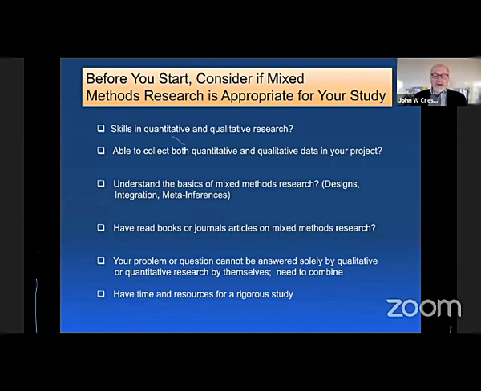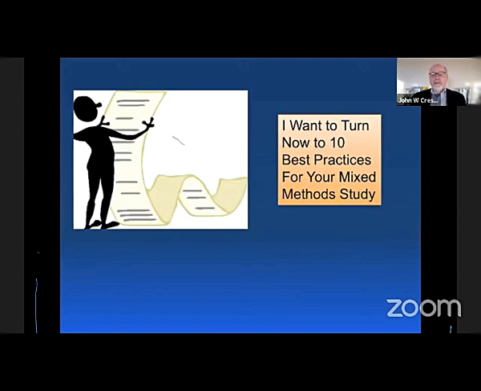You also need a question that maybe is best answered by both collecting open-ended qualitative data as well as closed-ended quantitative data, where collecting one of them would not give you as complete a picture as both together. And this is a good sophisticated research approach. It will take time and resources, but it's well worth the effort. And you'll be positioning yourself for using the latest research methodology approach that's available in the social and health sciences.